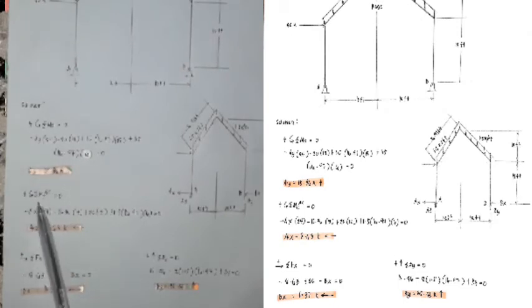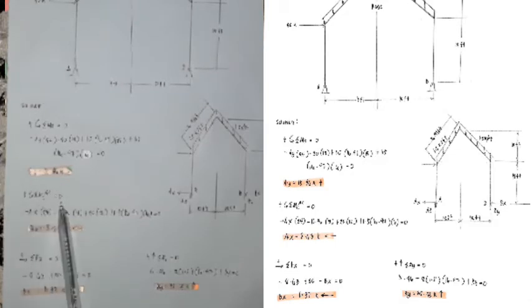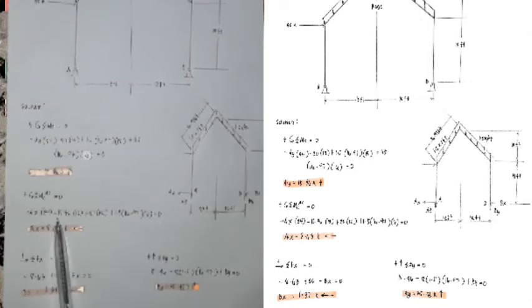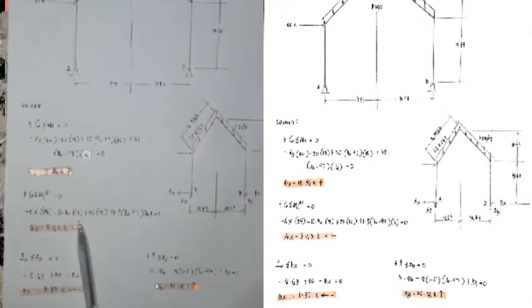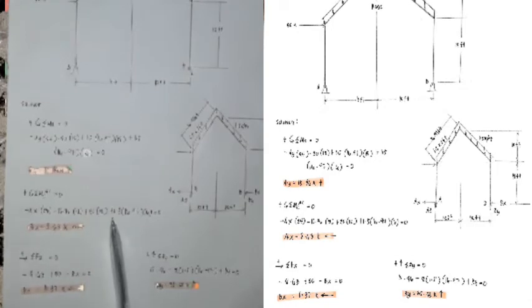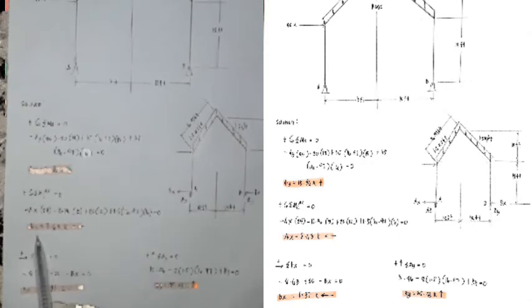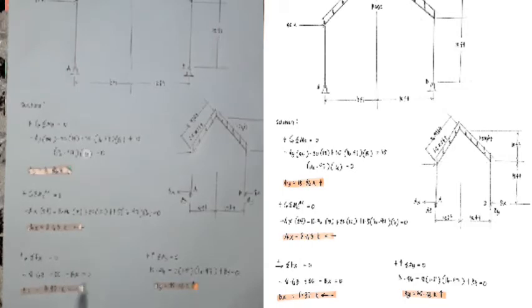So the summation of moment about C is equal to 0. Negative AX times 24 minus 15.46 times 12 plus 20 times 12 plus 1.5 times 16.97 times 6 is equal to 0. So AX is equal to 8.63k. The summation of forces in X direction is equal to 0. Negative 8.63 plus 20 minus BX is equal to 0. BX is equal to 11.37k.